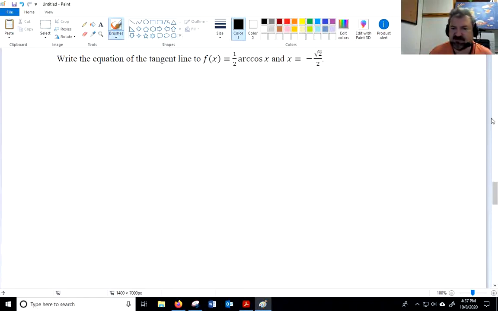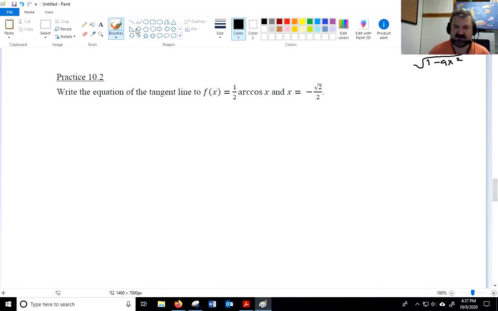How about this one? Can you find the equation of the tangent line to f of x equals 1/2 arccosine x at x equals negative root 2 over 2? Pause the video, take your time, get it right.